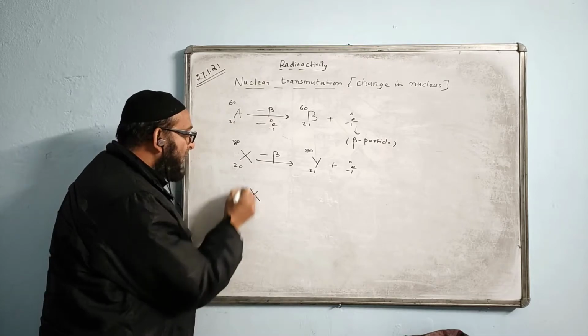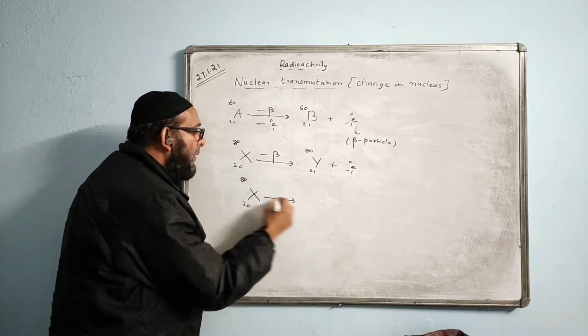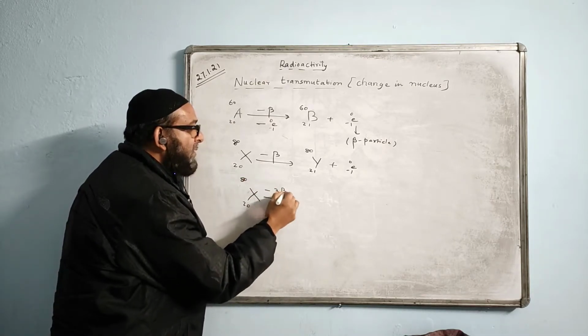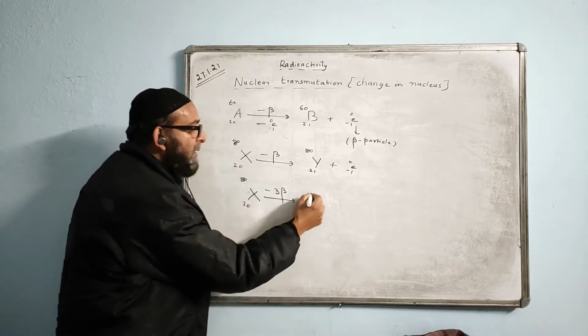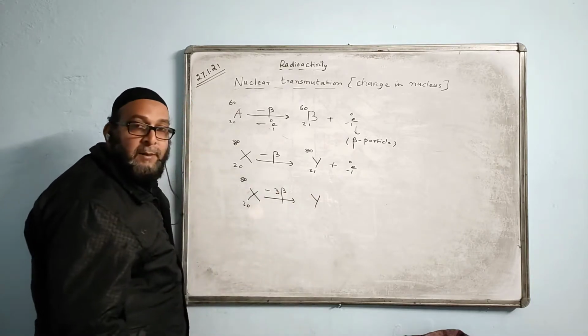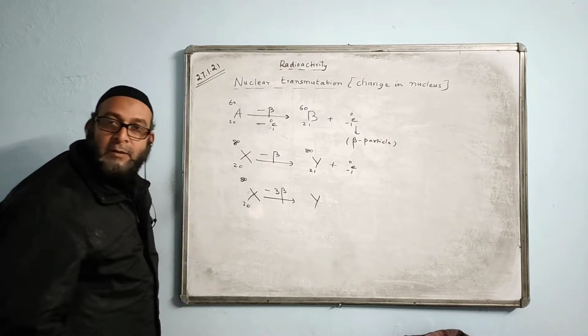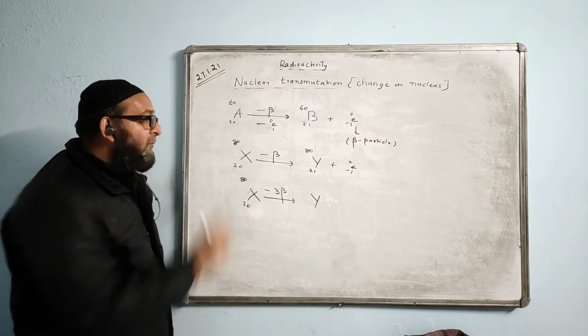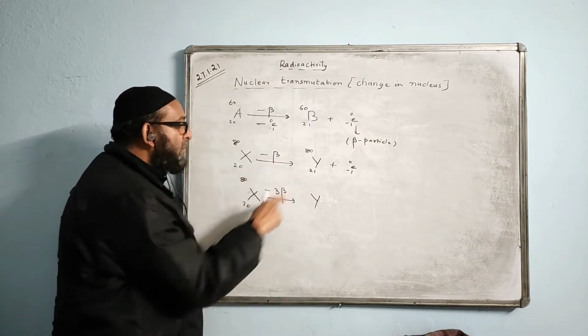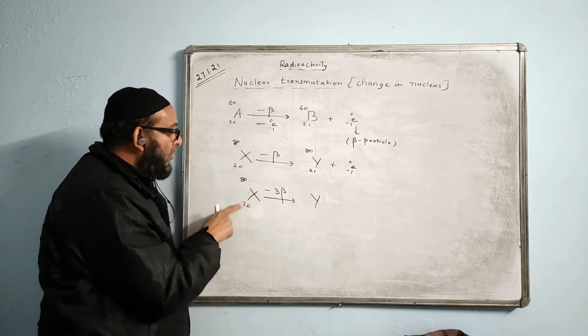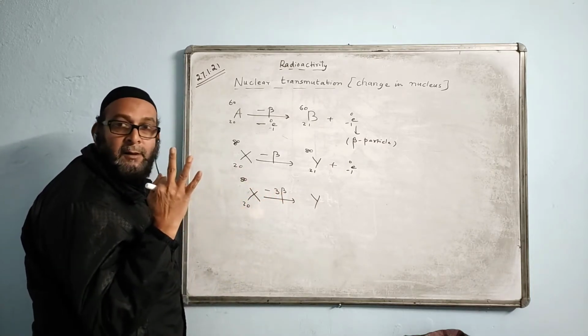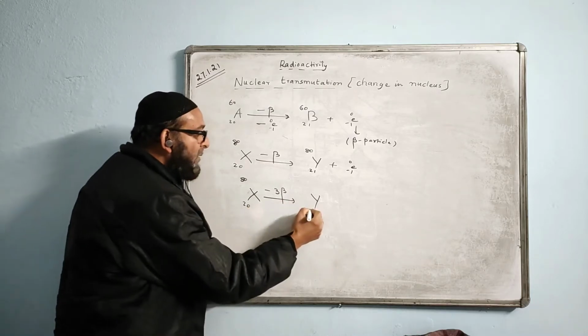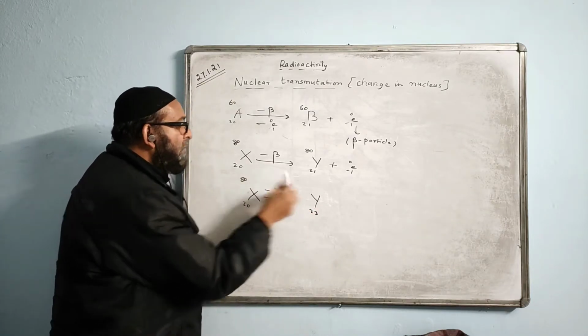X is given as 20 and 80, and now minus 3 beta is given. What is the new answer coming? X is supposed to change into Y. Minus 3 beta emitted, tell me what answer will be right. 1 beta increases this value by 1. So 3 beta will increase this value by how much? By 3. So the new answer will come here as 23, and this one remains the same.